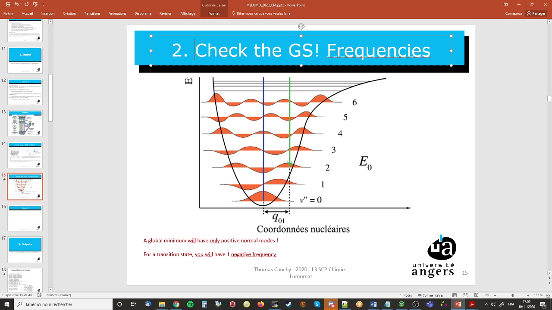Second step, check the ground state, check the geometry with frequencies. If you have a negative frequency, that means that you are not in the most stable geometry. Your frequency depends on your position, and it depends on the derivative of this energy, and that is why if you have a slope that is an extremum, when you move around the extremum, you will lose energy. Okay, that's why you have 1 negative frequency.